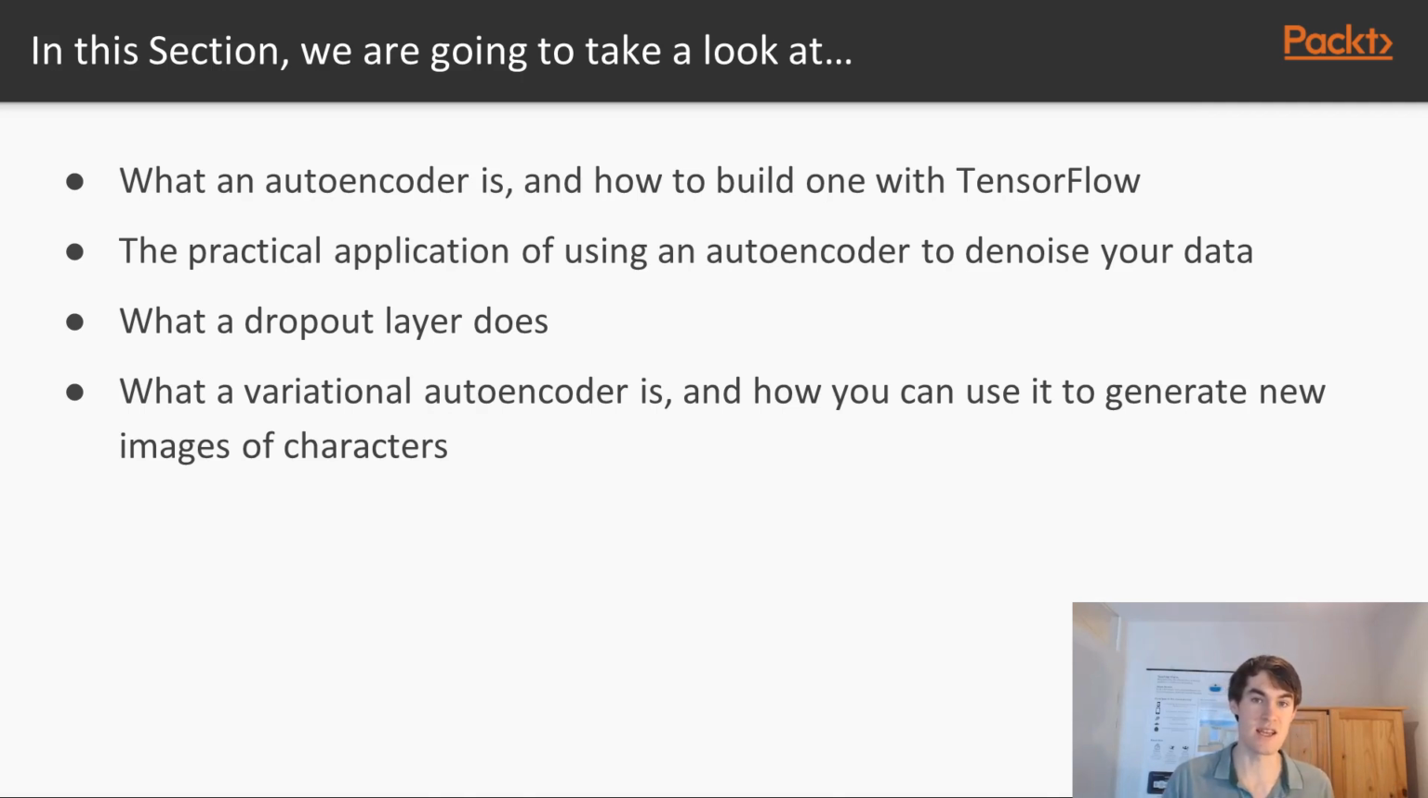and how this helps you build a neural network that is good at denoising data, but also helps if you have a lot of data and want it to be better on the test set. And in the final video I'm going to talk about what a variational autoencoder is, and how you can use this to generate new images of characters, in this case of MNIST characters.